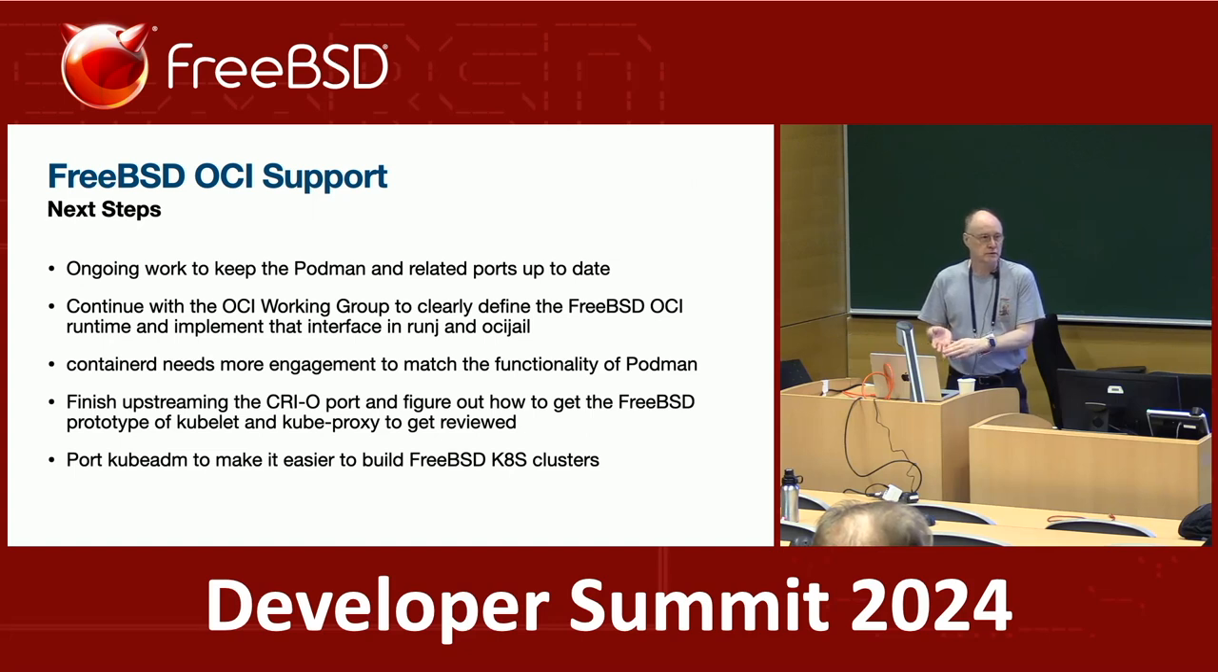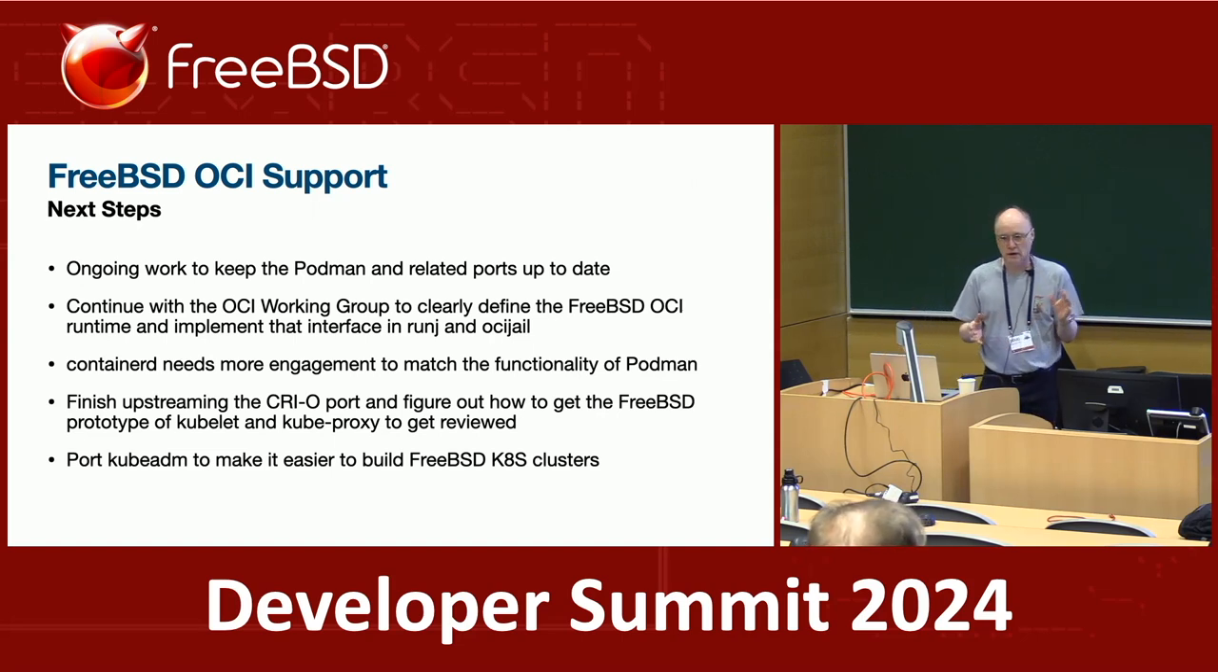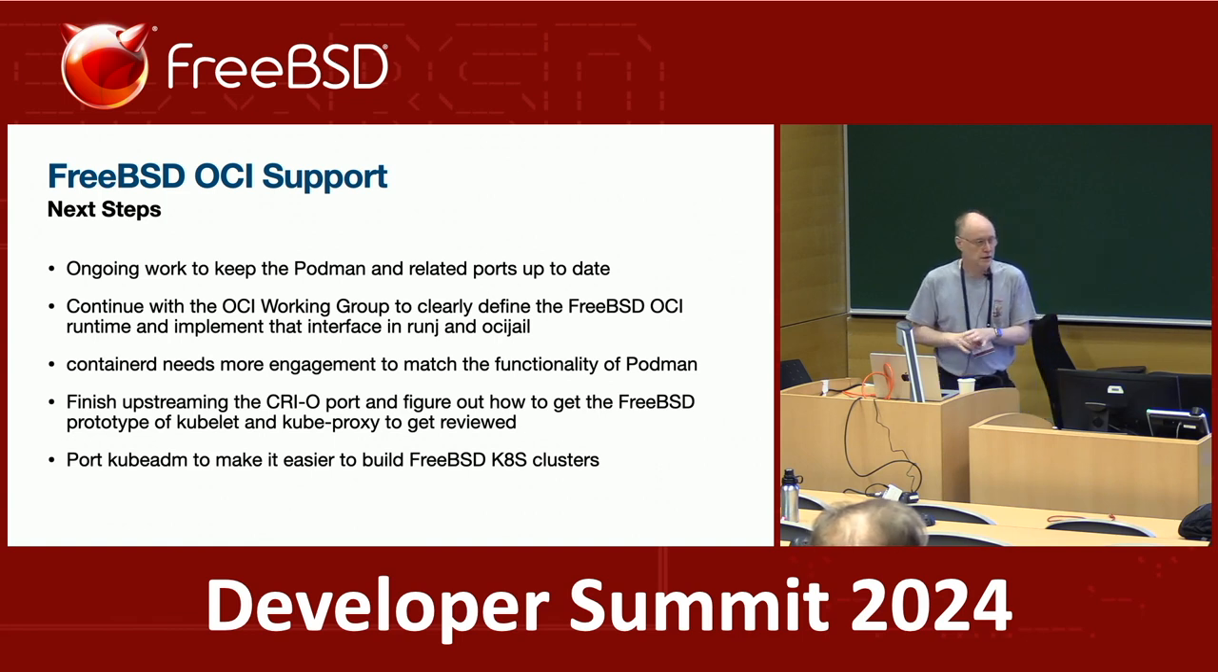So I need to port that to FreeBSD. It's not going to be complicated. It just changes a few path names here and there to put things in underneath /usr/local, etc., instead of /etc, and things like this. So I need to get that done to make it easier for people to actually try out FreeBSD on Kubernetes.